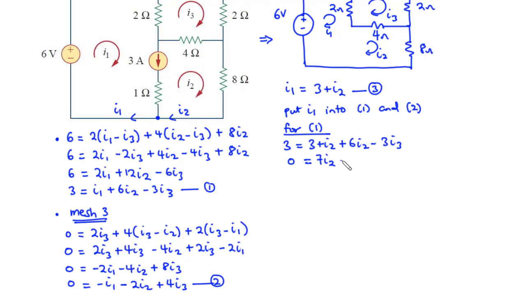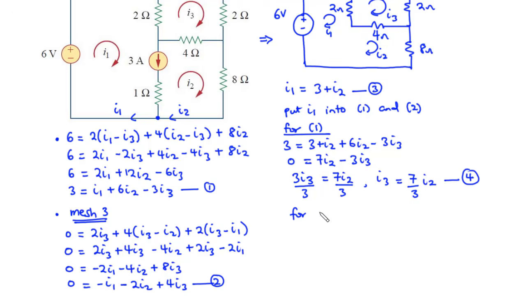7I2 minus 3I3. Now we can transpose negative 3I3 to the left hand side so that we have a positive value. So 3I3 equals 7I2. We divide through by 3 so that we have I3 to be equal to 7 over 3 I2. Let's call this equation 4.